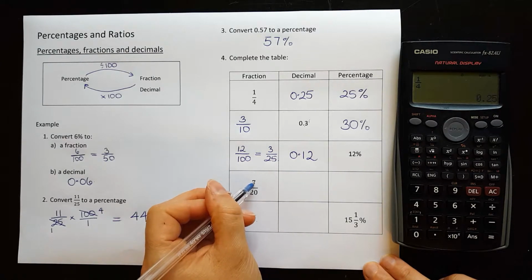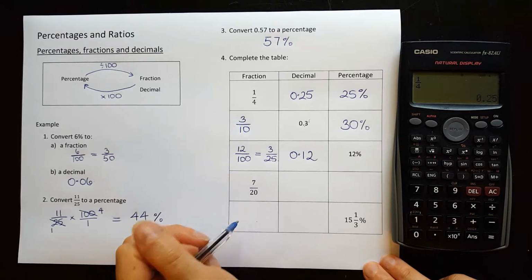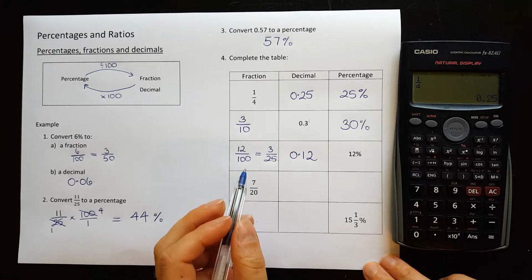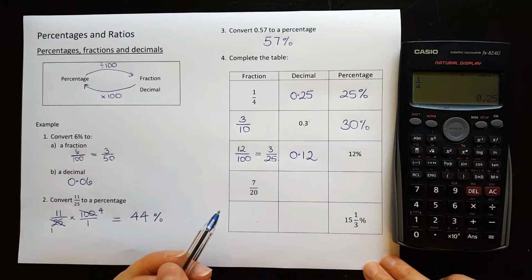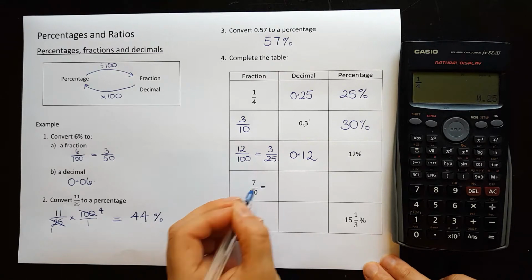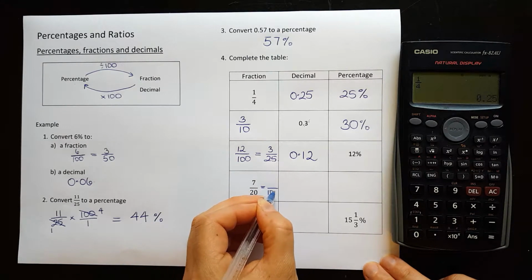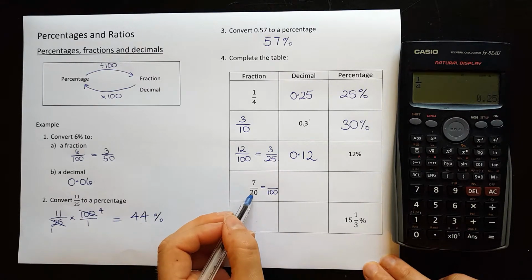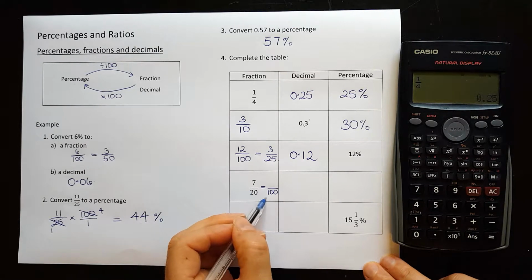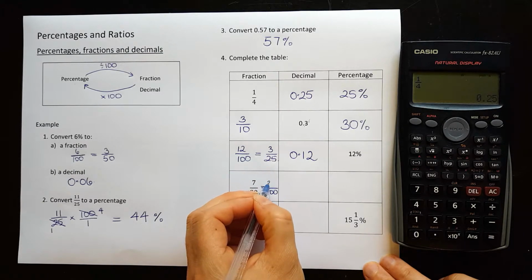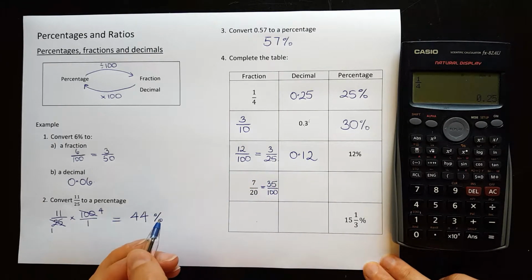Next one, we have 7/20. These last ones are a little bit harder to do without a calculator. But 7/20, to convert that to a decimal or a percentage without a calculator, first of all, I would write this as a fraction over 100. Percentages are out of 100, aren't they? So if I multiplied 20 by 5, that would give me 100. So I need to multiply 7 by 5 to work out that the top needs to be 35.